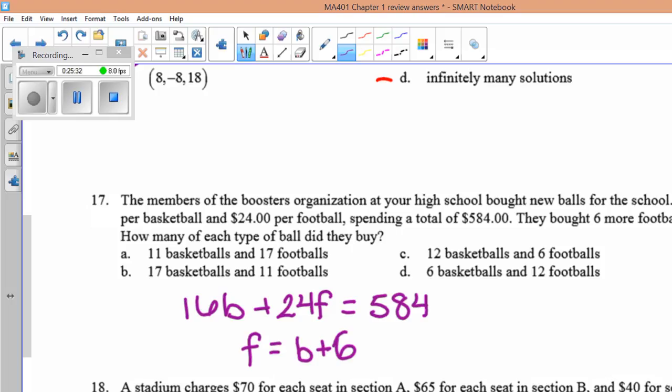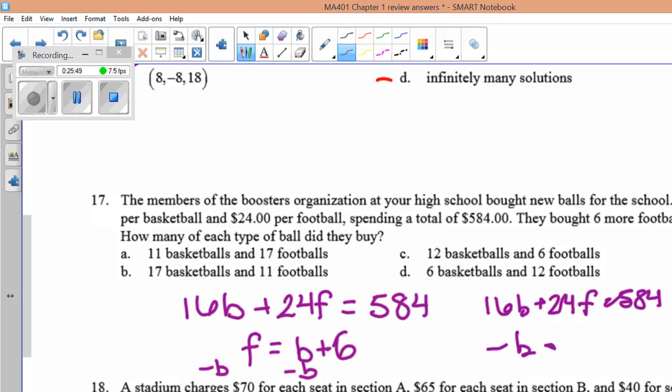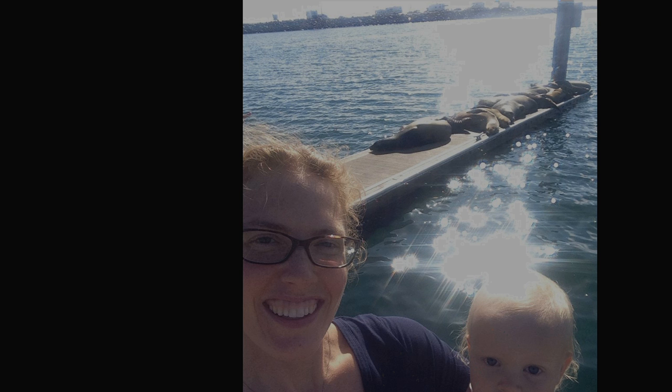But you know, I was really into calculators and matrices, so what I'm going to do is subtract the b to both sides. So I'm going to have 16b plus 24f equals 584, and negative b plus f equals 6. And so I'm going to go in my matrix with a 16 and a 24 and a negative 1 and a 1, and then a 584 and a 6. Let me see if I can show you.